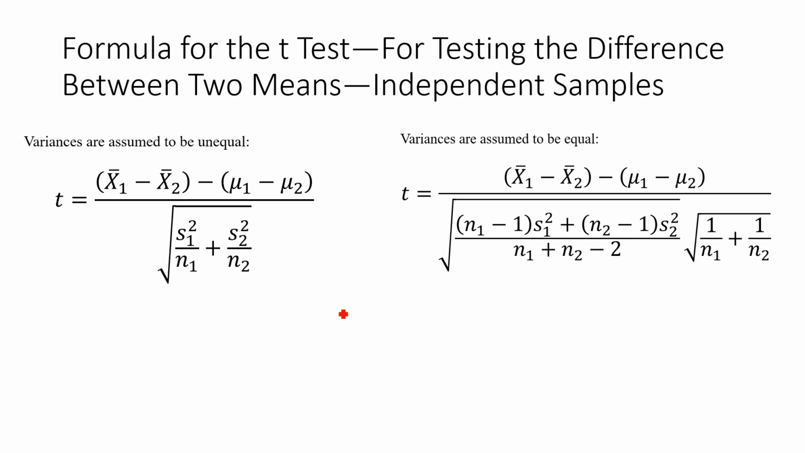Okay, so the degrees of freedom are equal to the smaller of n sub 1 minus 1 or n sub 2 minus 1. Now, what does it mean? We are just going to look for the smaller sample size, and then we are going to use that one as our degrees of freedom. Okay, let's have an example.